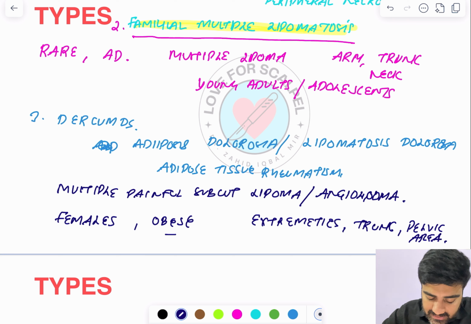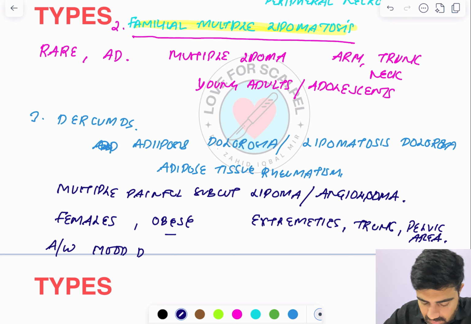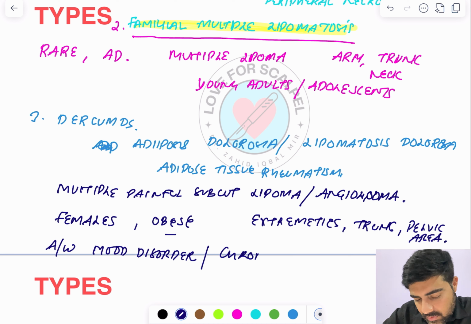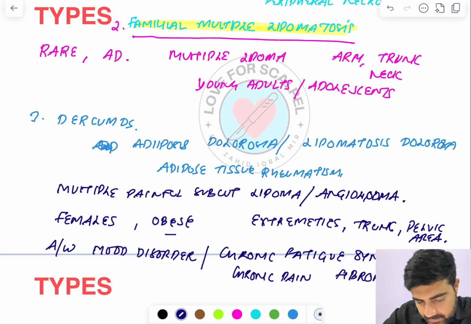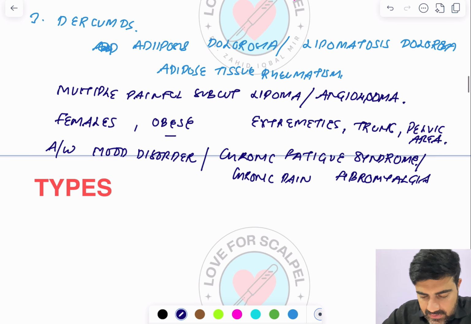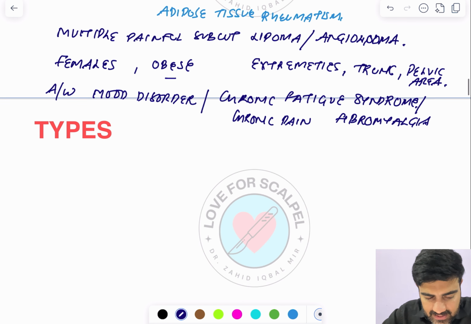Okay, then they say it is associated with mood disorder, chronic fatigue syndrome, chronic pain and fibromyalgia. So these are basically the types of lipoma.